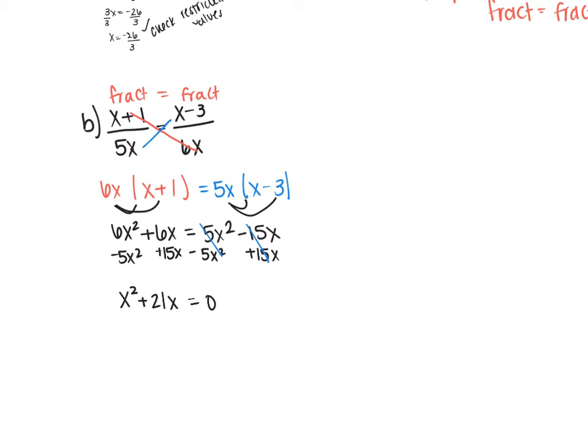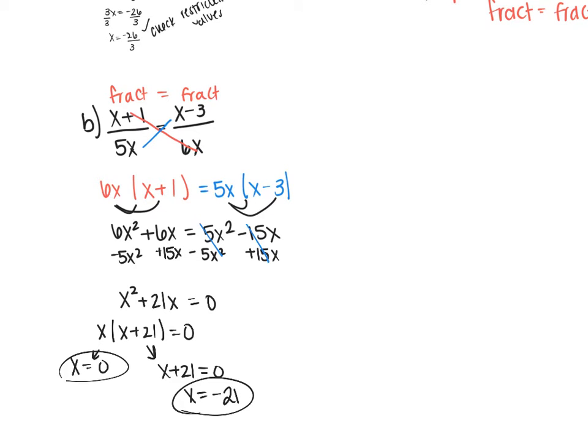So now I'm looking for something to factor. Well, in this case, I have x squared and 21x, so I can factor out an x, and I'll be left with x plus 21 equals 0. So now I'm going to solve this. I'll have x equals 0 and x plus 21 equals 0. X equals negative 21 and 0.